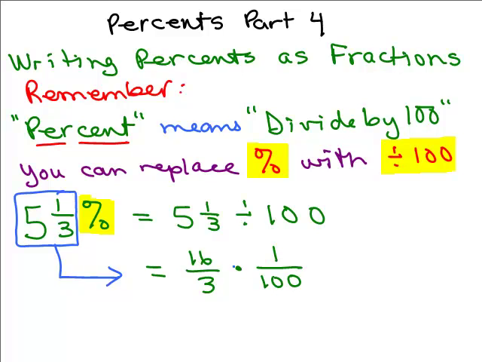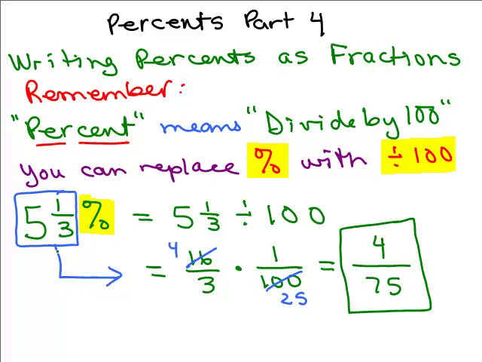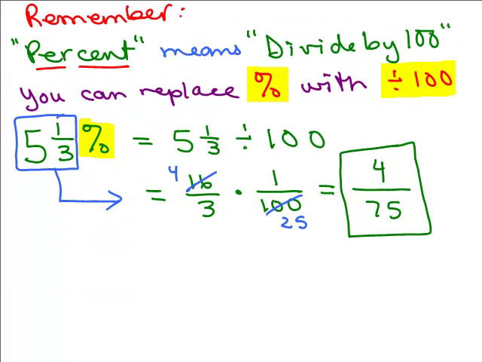All right, so in any case, we get 16/3 times 1 over 100, and now we could reduce. So what goes into 16 and 100? 4 goes into both of those numbers. So 16 divided by 4 is 4. 100 divided by 4 is 25. So now we multiply across the top. 4 times 1 is 4, and 3 times 25 is 75. And 5 1/3% actually equals 4/75. So we learned how to do it.